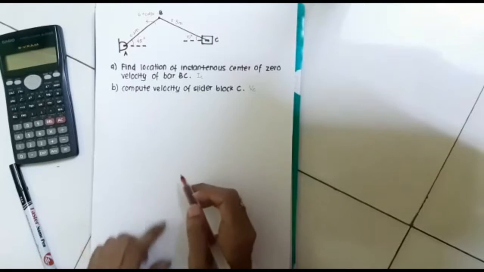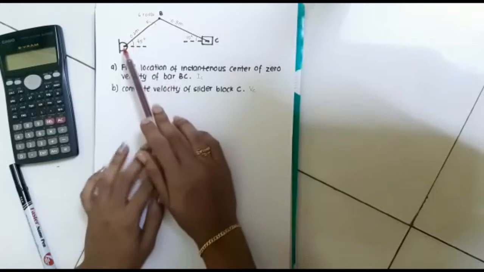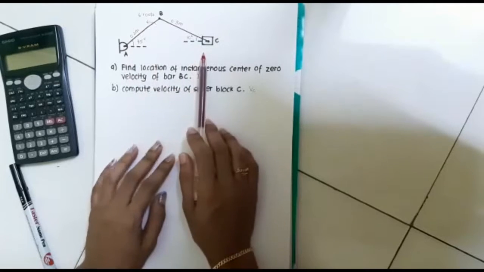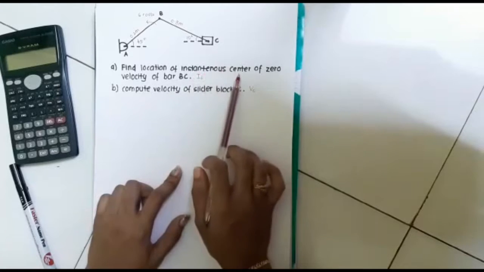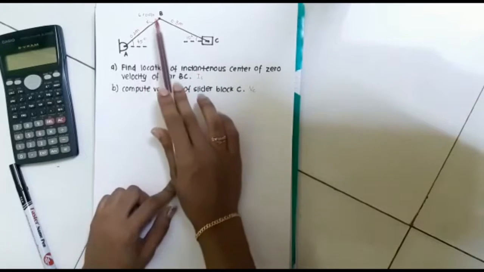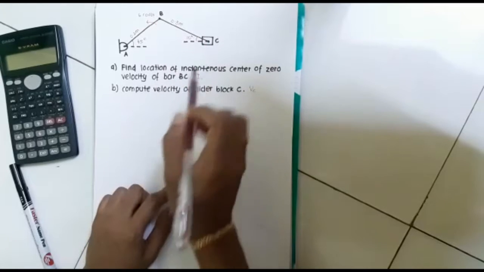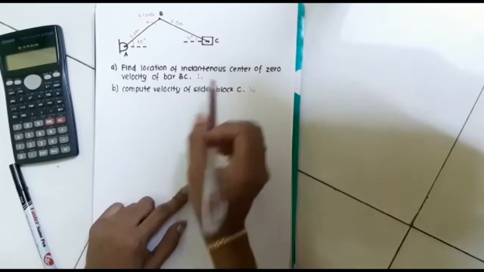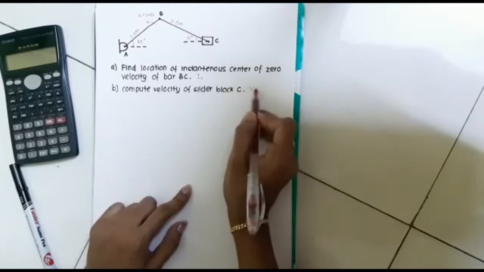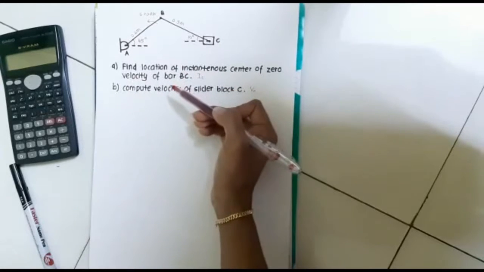Hi, good morning everyone. So, the given question is links A, B and C. The question requires the answer for the instantaneous center of zero velocity of bar BC, which we can denote as IC, and the answer for the velocity of slider block C, which we denote as VC. So, let us go to the given info in this question.